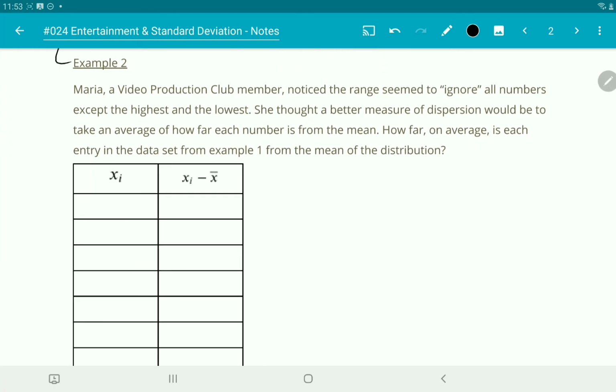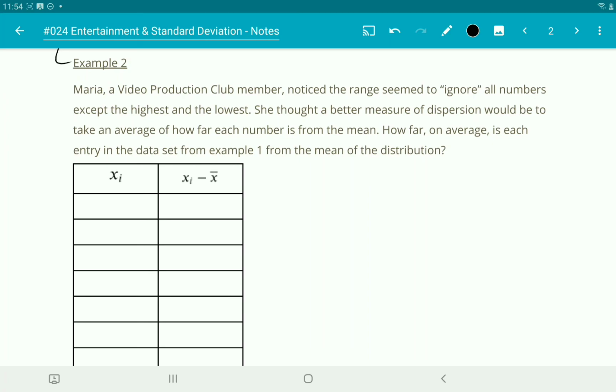Example 2, Maria, a video production club member, noticed the range seemed to ignore all numbers. It doesn't pay attention to any numbers except for the highest and the lowest. So she thought that maybe a better measure of how spread out the data would be, or the dispersion of the data set, would be to take an average of how far each number is from the mean. So we would take each number and subtract the mean.